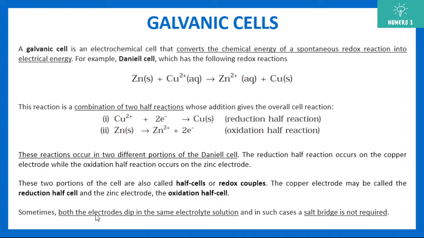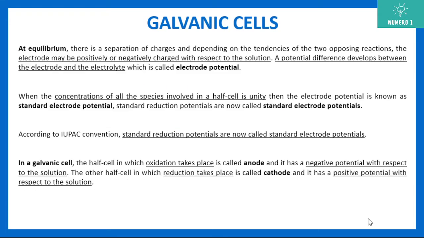Sometimes both the electrodes are dipped in the same electrolyte solution. So basically there is no requirement of a salt bridge in such a case. In the previous case, when they are dipped in different solutions, then you require a salt bridge. If they are in the same electrolyte solution, then there is no requirement of a salt bridge.